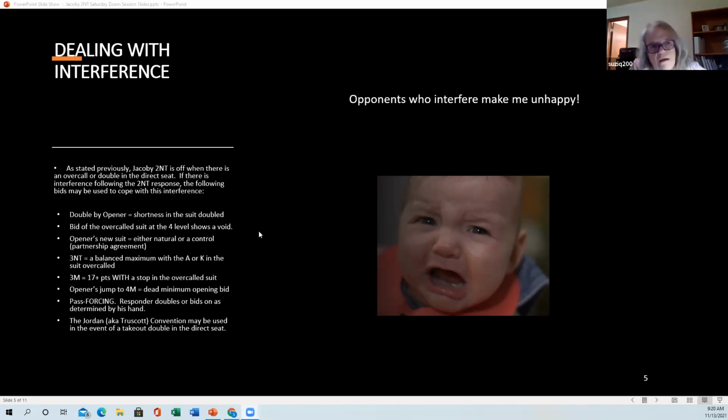And now we have an interesting concept here. I'd be willing to bet that a lot of you have not heard of the forcing pass. That almost sounds like a contradiction in terms, doesn't it? How in the world can a pass be forcing? Well, when your partner has bid Jacoby 2 no trump, you are now in a game forcing auction. People don't generally use Jacoby 2 no trump to find games. They usually use it to help find slams.